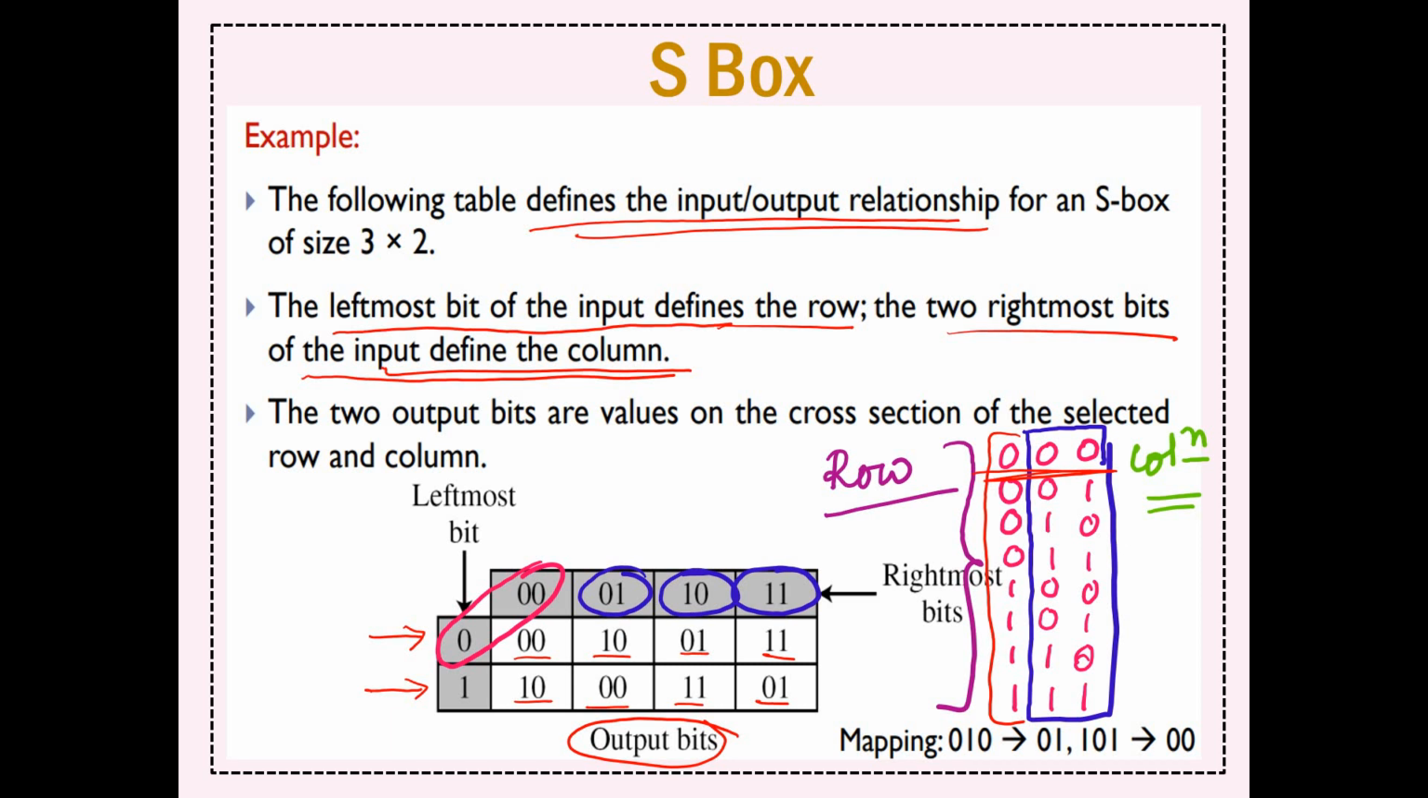Suppose the input is 0, 1, 0. Wherever it intersects, we get 0, 1, the corresponding number. So you can see here that if the input is 0, 1, 0, the output will be 0, 1. When it is 1, 0, 1, the output will be 0, 0. As I said, this is a mapping predefined based on certain rules as and when required, and we get this table. Suppose this table is there, we have made the S box with this table inbuilt.